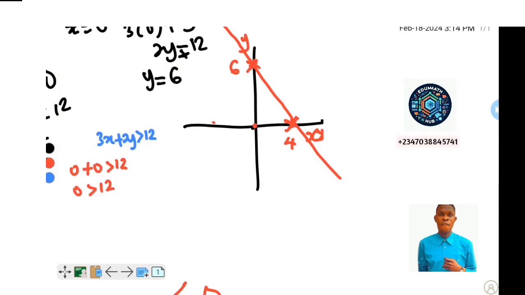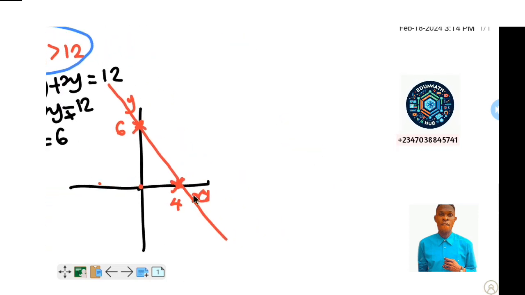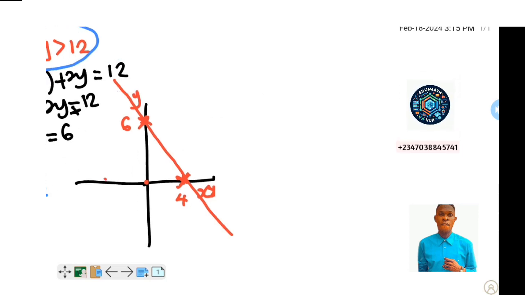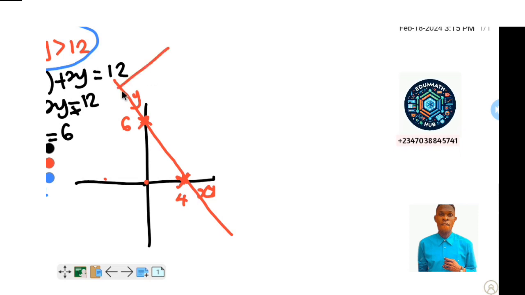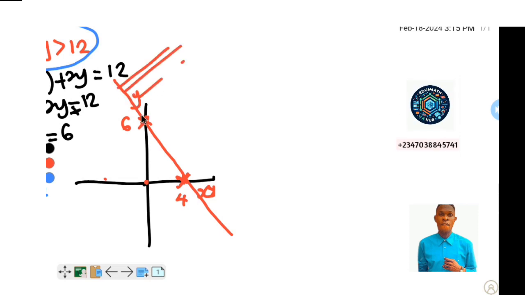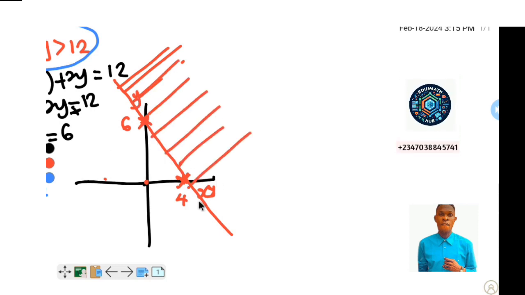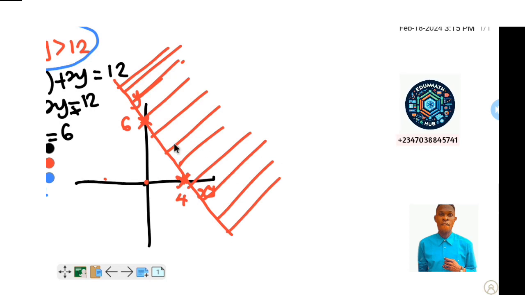So you go to your graph. This is our graph here. So you shade away. You're not shading like this. This is wrong, because this is where the origin is. Don't shade to this side. You have to shade away from it. So you're going to shade like this, in this direction. Not in this way, because this is where the origin is located. So you can shade using dots, or depending on how you want to shade.